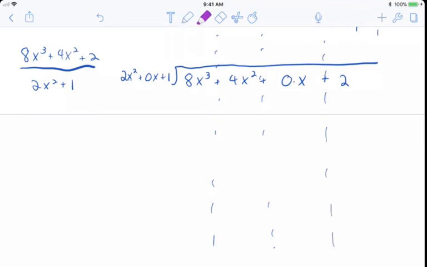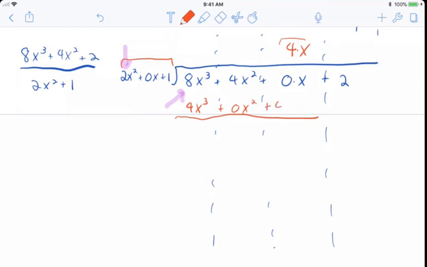So what do I need to multiply this by to cancel out that term? 4x, right? So where does 4x go? It goes in the x to the power 1 column. And now I multiply this polynomial by this, and I write it on this line. So it's 4x cubed plus 0x squared plus 4x. And now I subtract.